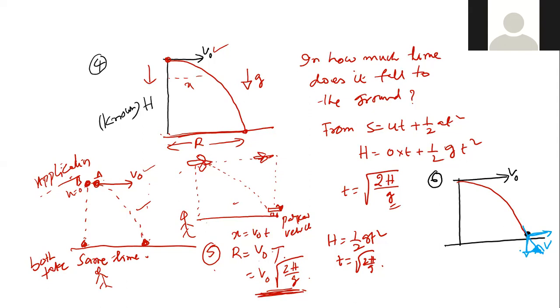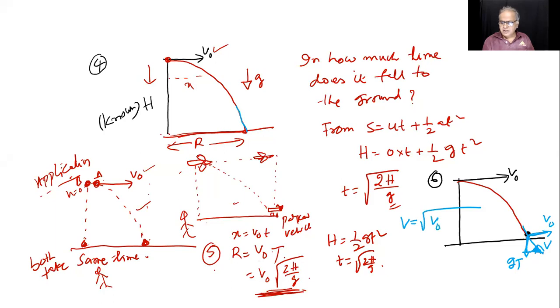No, sir, it won't become only y. It will have two components, both x and y direction. Because V0 is not going to change, but the body keeps gaining velocity in the downward direction. So both should be there, right? This will be nothing but gt, where t is the time to fall to the ground. This is V0. So V equals V0 square plus g square t square. That is V0 square plus g square. T square is how much? 2h by g.